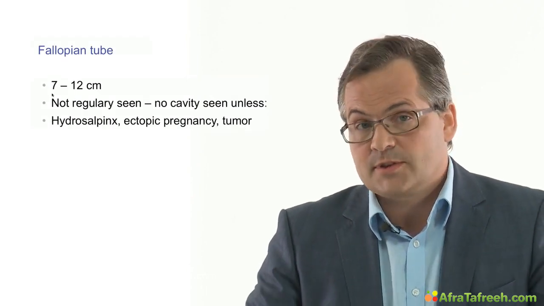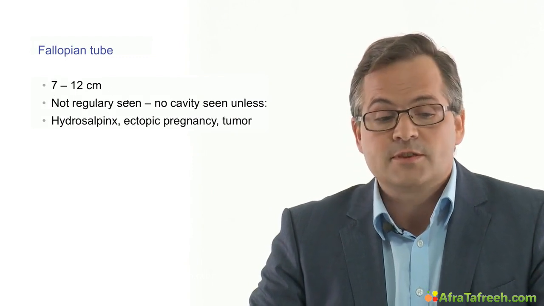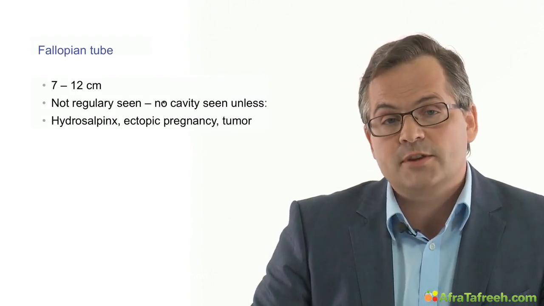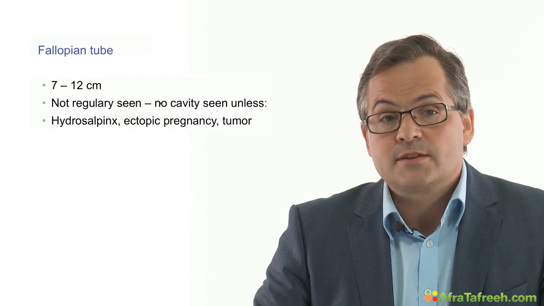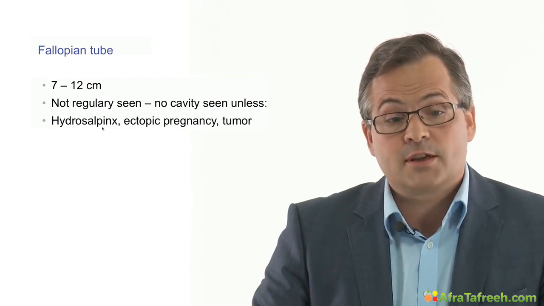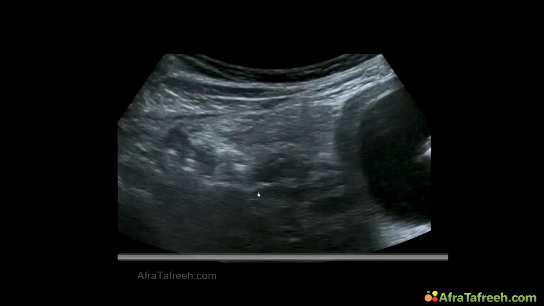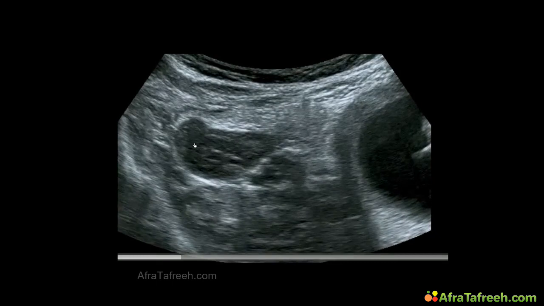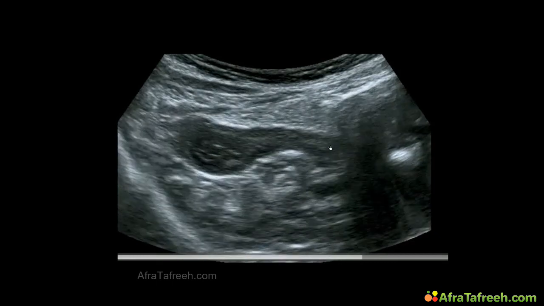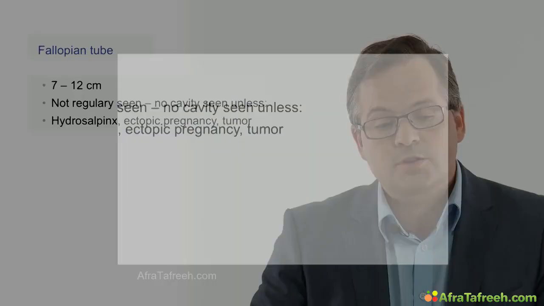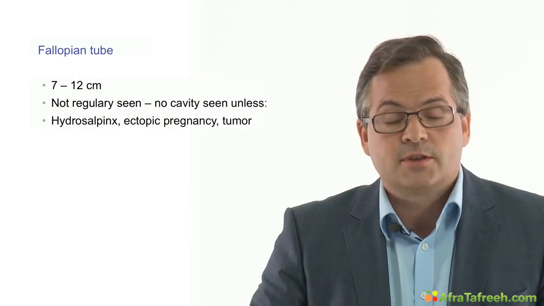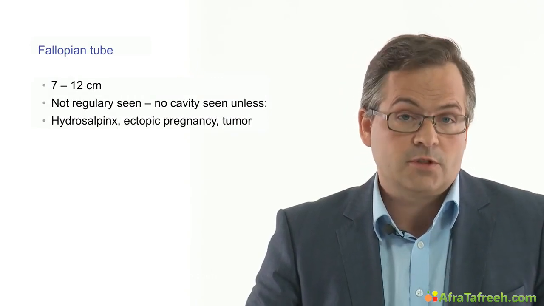Sometimes it's even possible to detect the fallopian tube when the examination conditions are very fine. The fallopian tube is 7 to 12 centimeters long, but is not regularly seen, and no cavity should be seen unless there is a hydrosalpinx or an ectopic pregnancy or even a tumor. So we have to take care when we see any solid tissue or liquid inside the fallopian tube. We have to mention it could be hydrosalpinx, ectopic pregnancy, or even a tumor.